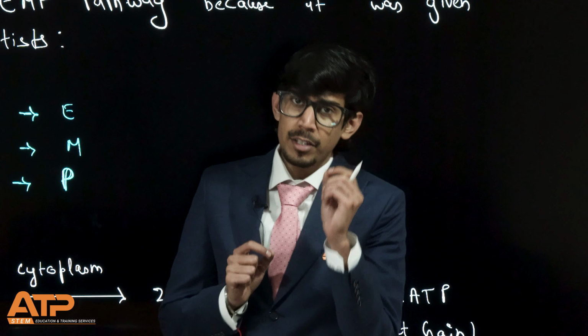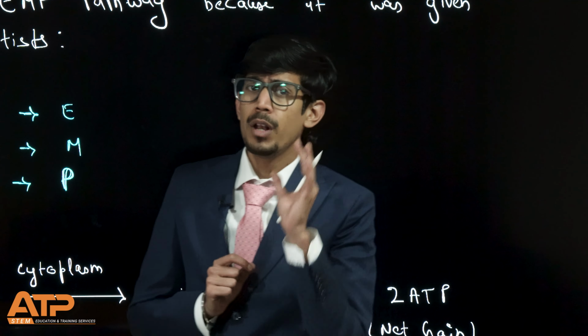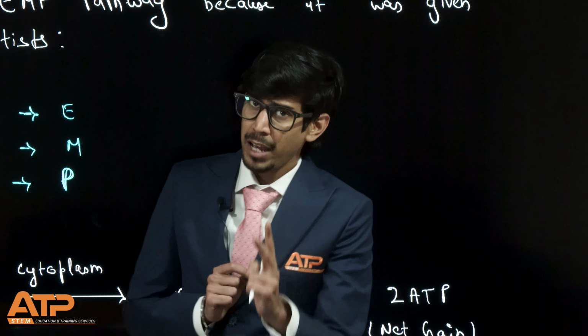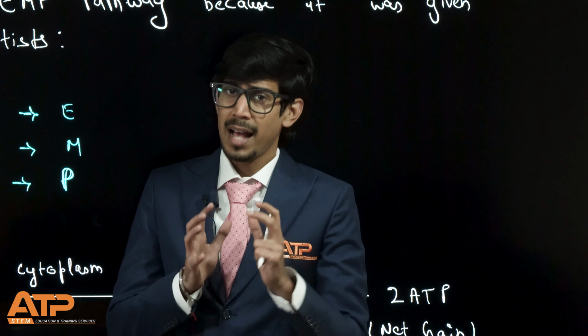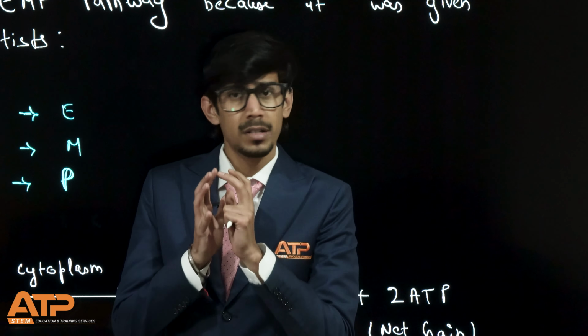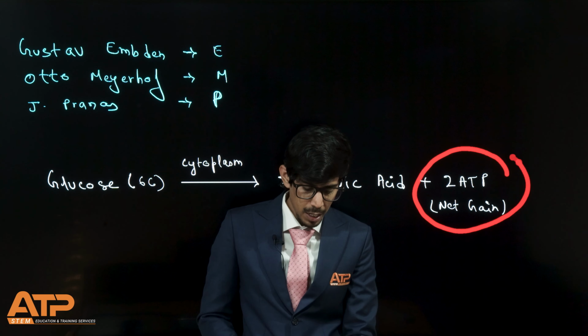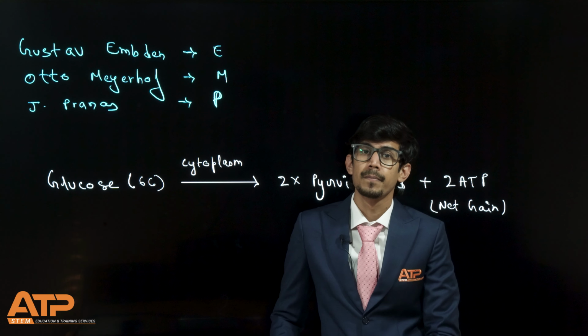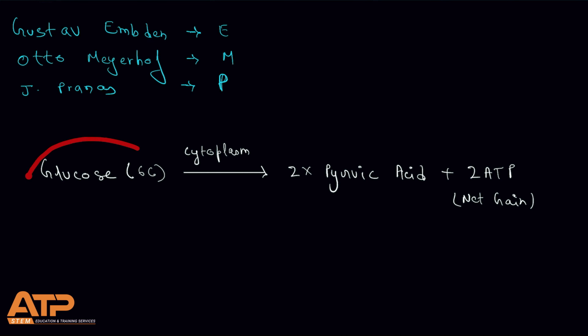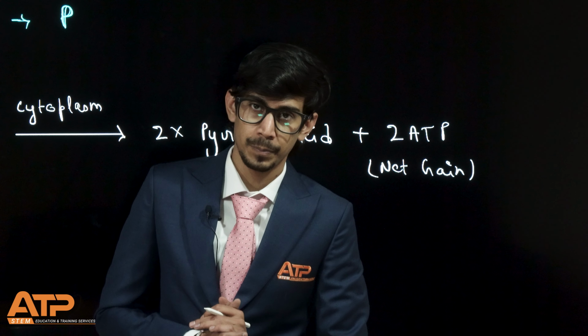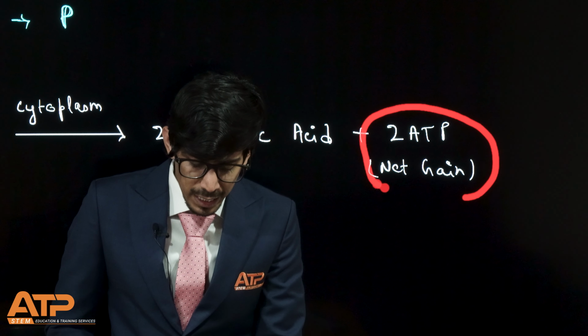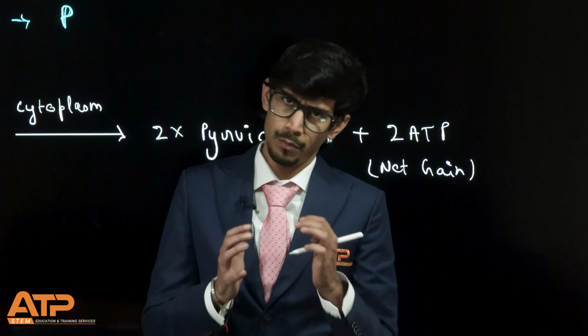Like I told you, in this process, one molecule of glucose will be broken down into 2 molecules of pyruvic acid in the absence of oxygen, as in oxygen is not required in the cytoplasm. Also, there will be a net gain of 2 ATP in this process. So you can see glucose, which is a 6-carbon compound, in the cytoplasm will break down into 2 molecules of pyruvic acid and 2 molecules of ATP will be given. And this 2 ATP is basically the net gain. Why is it called net gain? We will talk about it.